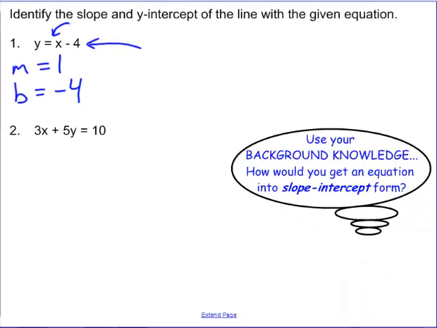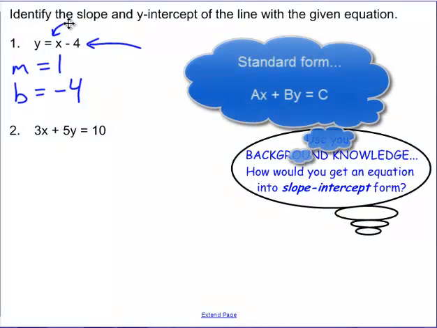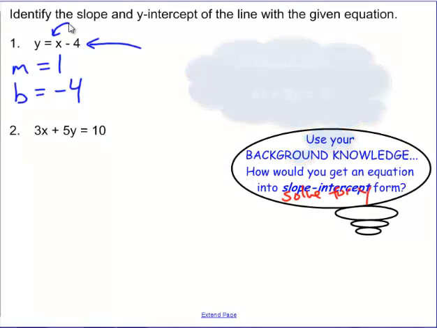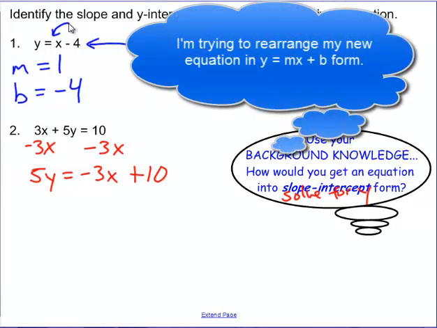Number 2 is a little trickier because we have an equation written in standard form, 3x plus 5y equals 10. In order to get it into slope-intercept form, I would definitely want to solve for y. And so my first step to do that would be to subtract 3x, but if I do that on one side, I must do that on the other. Watch very carefully how I order this. I would say this is 5y equals -3x plus 10. I want to put that x term first, so it's mx plus b. Next step would be to divide by 5, and this is the tricky part.